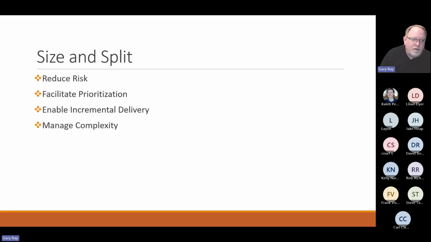We also split stories to facilitate prioritization. Some factors in a large story, if we can split it into smaller stories, we can determine that some part of the story is of higher value and should be done earlier than other factors of the story. In the same vein, we split stories to enable incremental delivery. And then finally, we can split stories to manage complexity. This is again tightly tied to reducing the risk and enabling that incremental delivery.